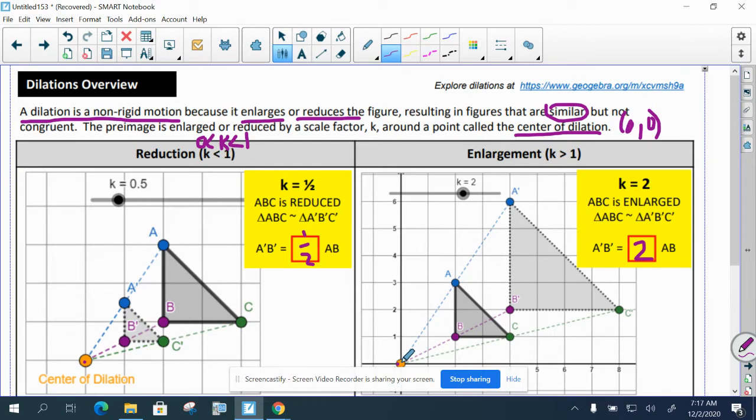And here it shows the center of dilation at the origin. So the distance between the vertex and the center of dilation gets twice as large. So here, the origin to B prime would be twice as large as the origin to B.